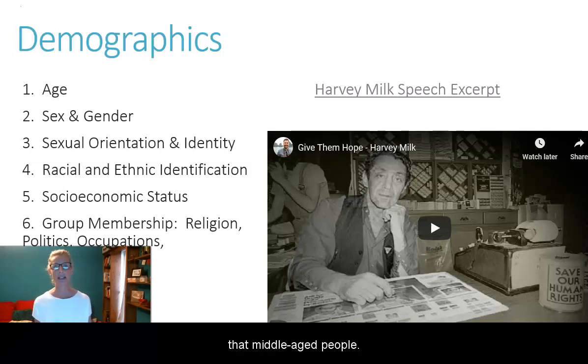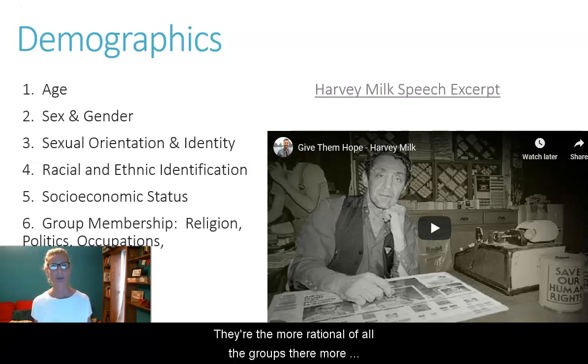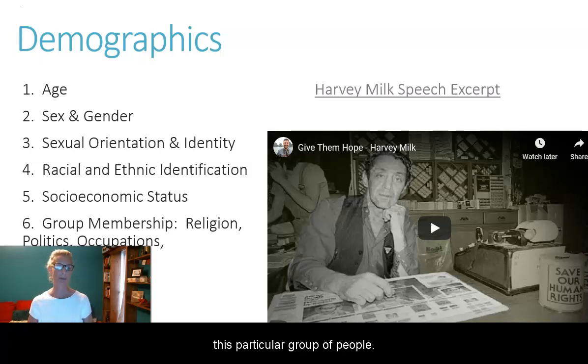He said that middle-aged people, they're the more rational of all the groups. They're more well-tempered, and you cannot go to extremes with the middle-aged people. You can provide a strong, solid argument. You don't want to rely too heavily on emotional appeals like you can for younger people, and overall tend to focus on common ground and logic to best persuade this particular group of people.